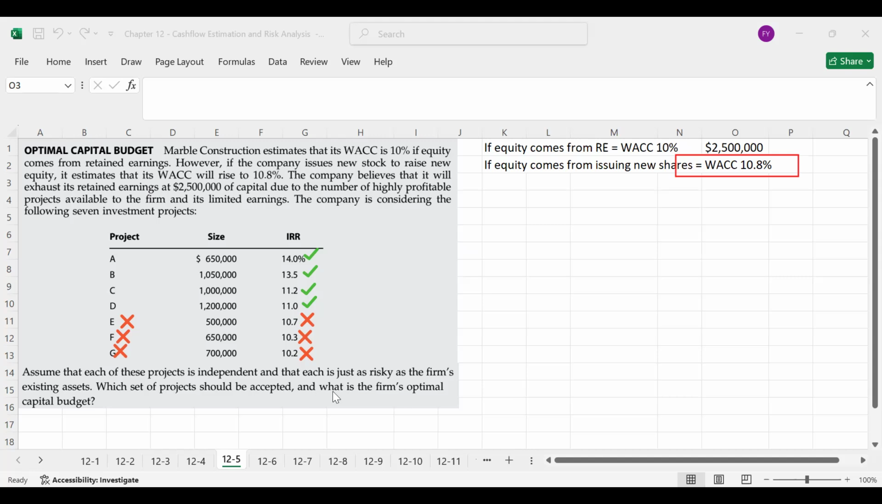The next part is, what is the firm's optimal capital budget? Now we are going to prepare the firm's optimal capital budget in the next step.